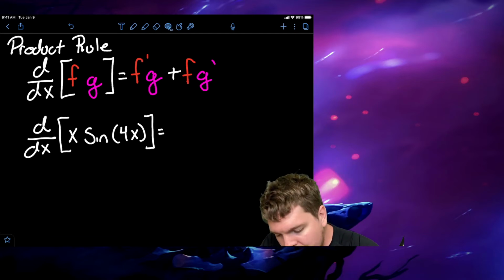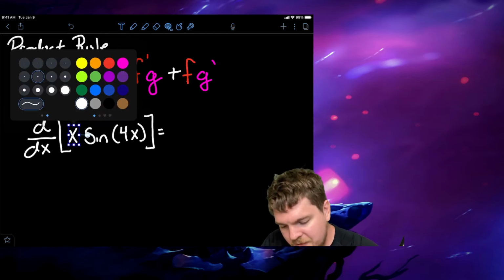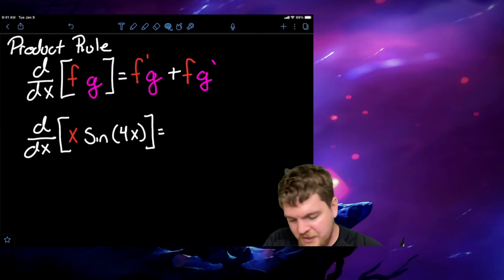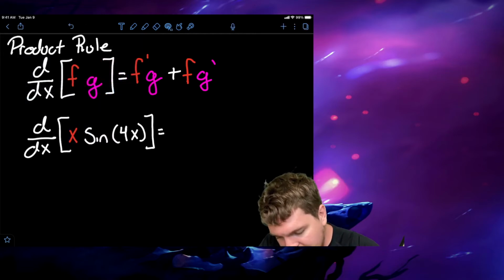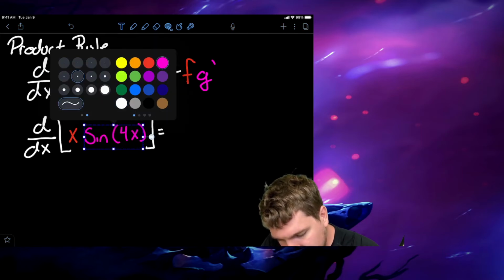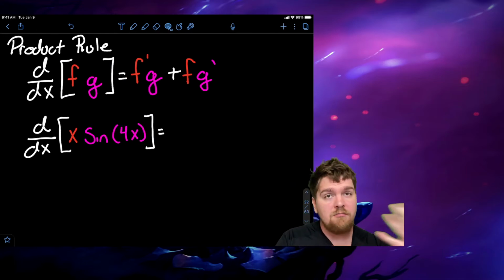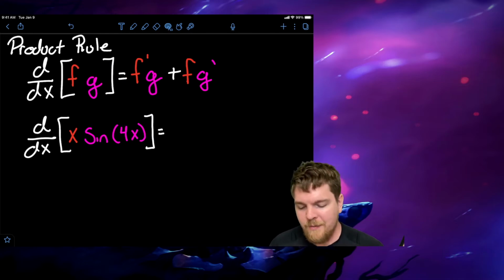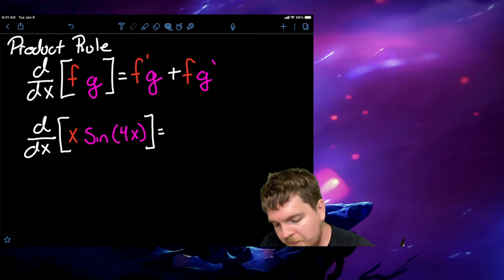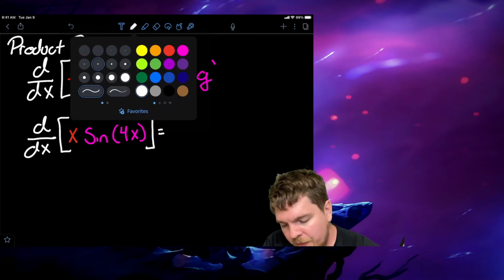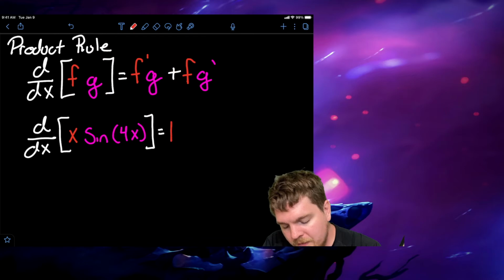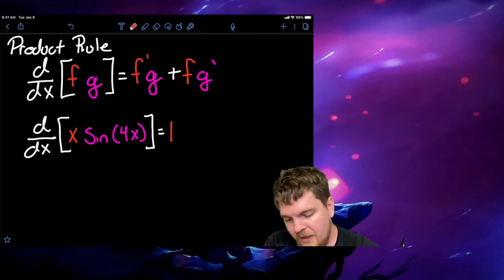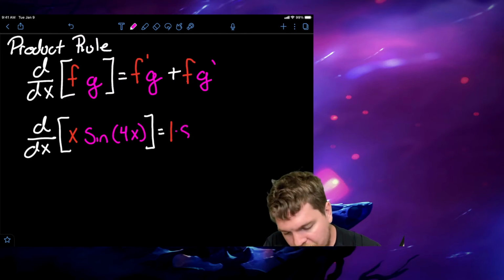So again, just to keep up with the color coding, I don't think it's a bad idea to do the color coding, especially since I have the technology to do it. So let's color code each of our two functions. I have my first function, just x, color coded red, and I have my second function, sine of 4x, color coded in pink. What the product rule says is that we're going to start off with the derivative of the first function. Well, here, the derivative of x is just 1. And that's going to be multiplied by the second function just the way it's presented. So we'll have a 1 times a sine of 4x.